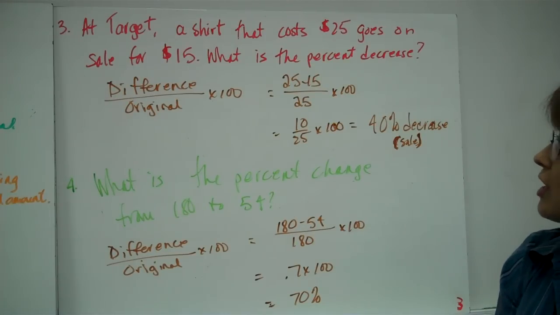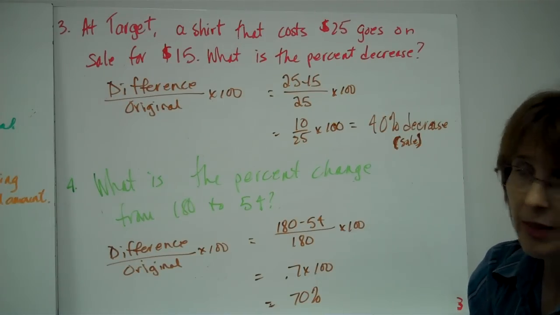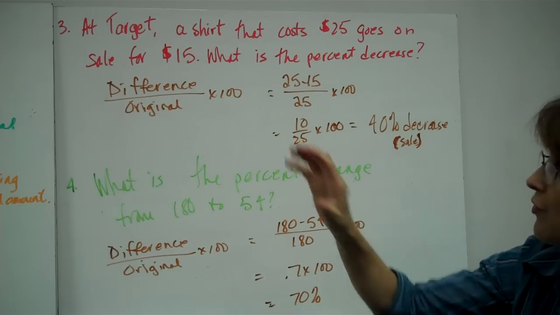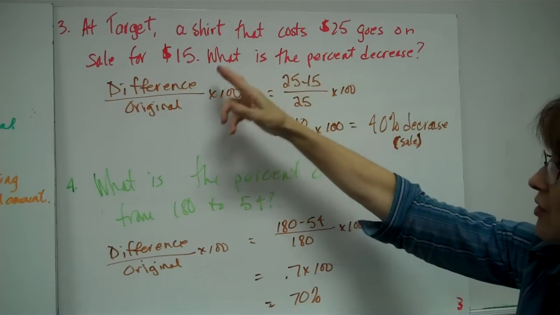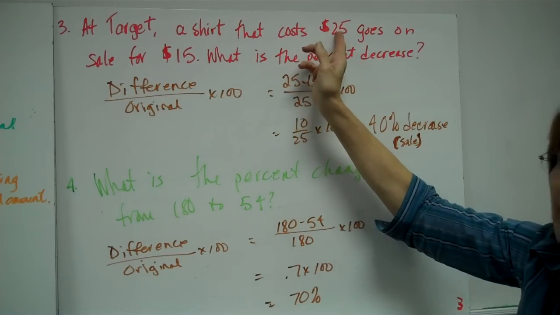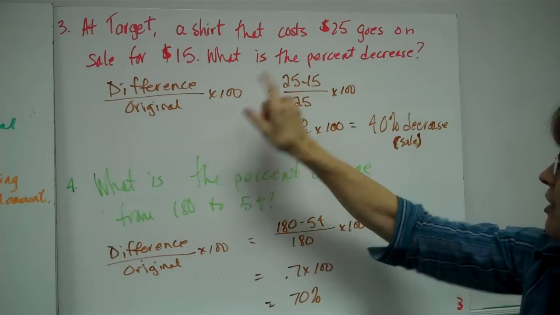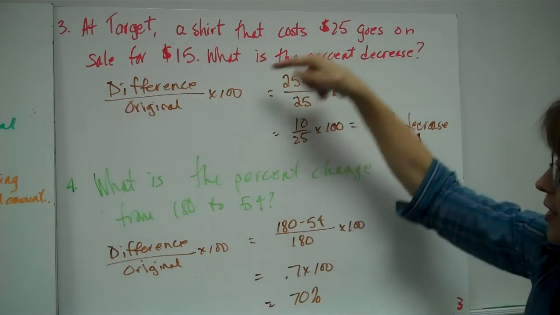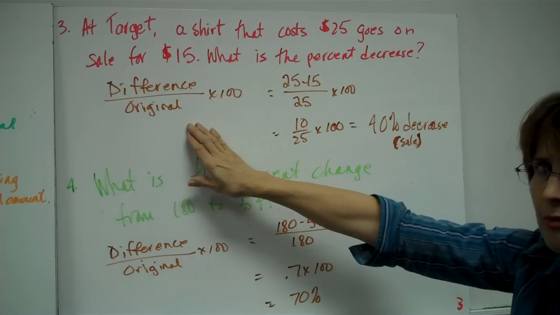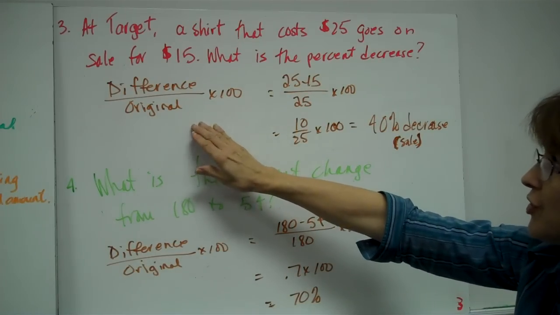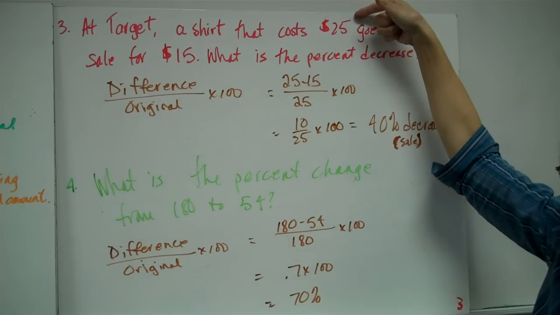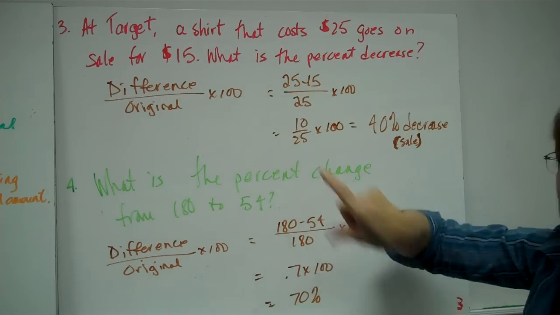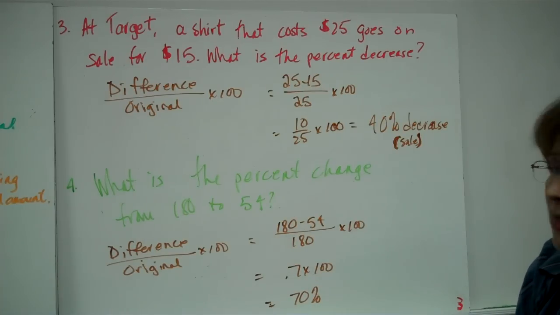At Target, a shirt costs $25 and goes on sale for about 15 bucks. What's the percent decrease? It's always good, guys, to estimate a little bit. If something goes down like $10 and it's only $25 to start with, it's going to be a pretty good discount. And here we see it ends up being 40%. But to show how to do it, you do difference over original times 100. Again, the original is the one you have to double check on. The original is how much it cost at the beginning, the first amount, and here it was $25. So you're doing 10 over 25 times 100, which ends up being 40%.